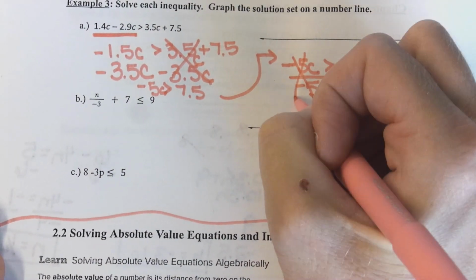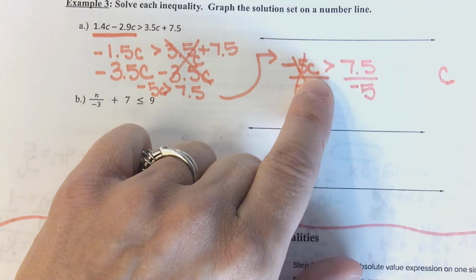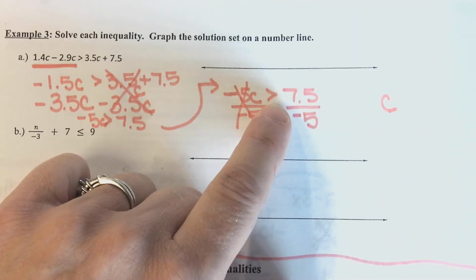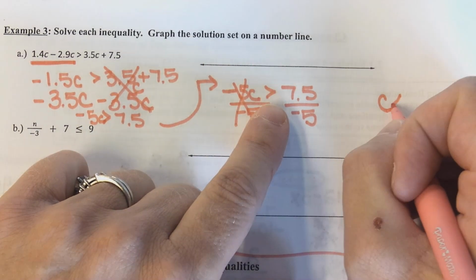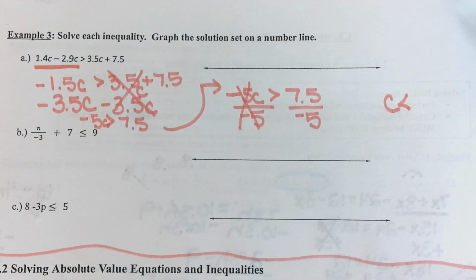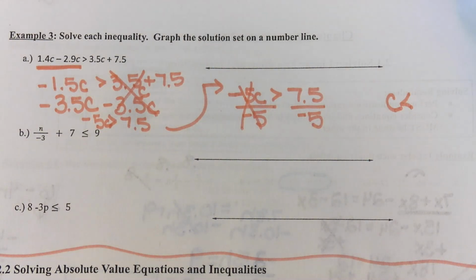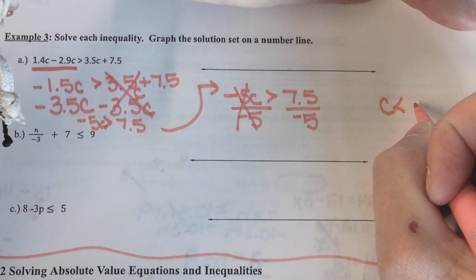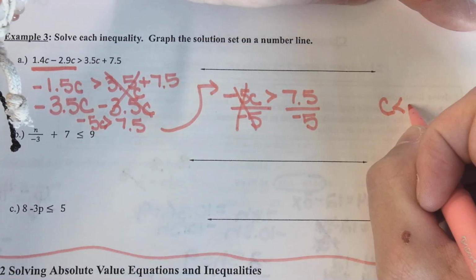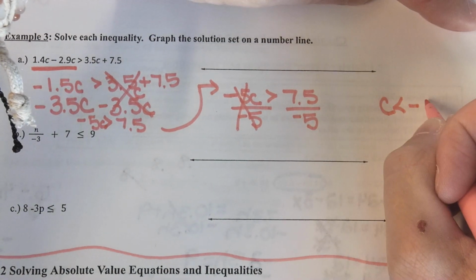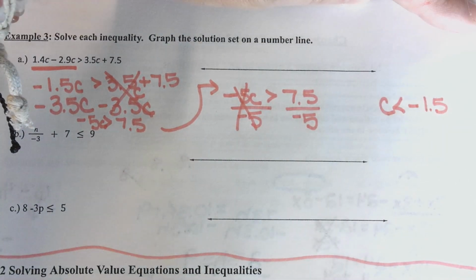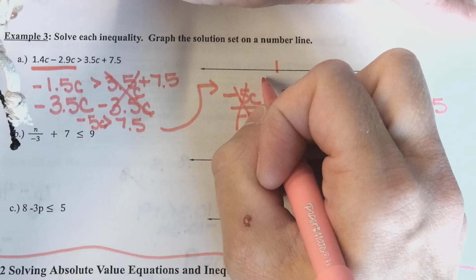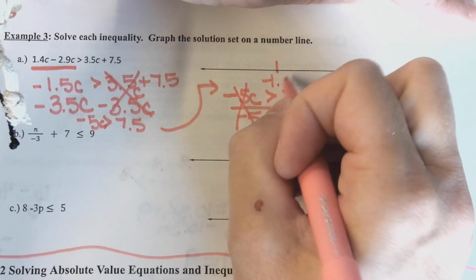So these will cancel. On the left, I just have a C. What happens to my inequality? Because I divided by a negative, it switches. So it's going to flip to face the other direction. And then when we divide, what do we get? Positive divided by a negative should be a negative. And if you do it on the calculator, what does it tell you? Yeah, 1.5. Okay, so I'm going to put negative 1.5 on my number line.